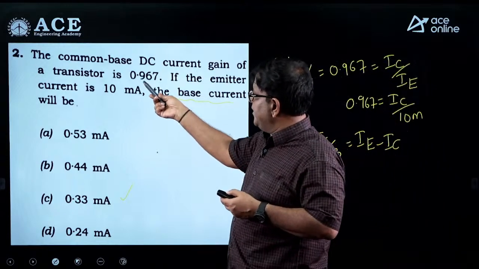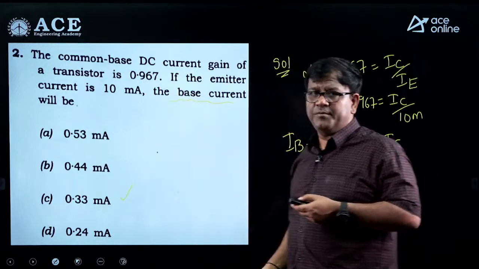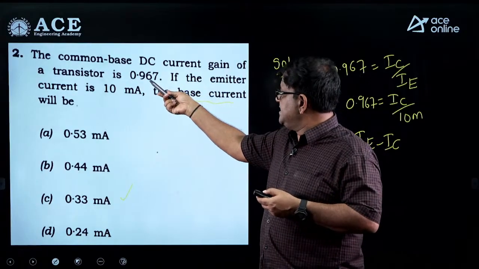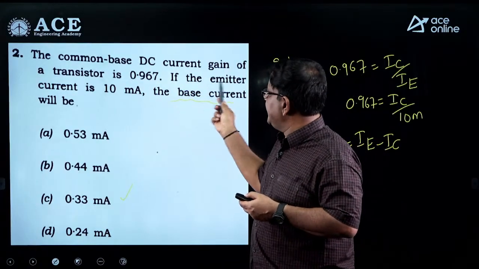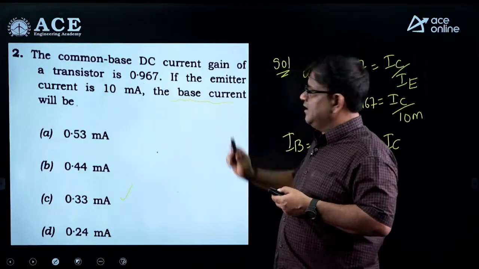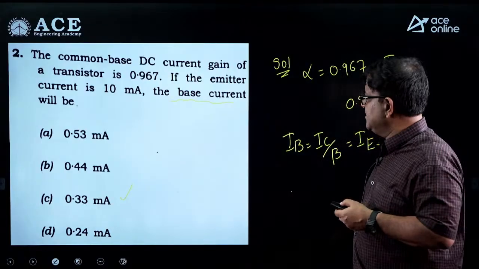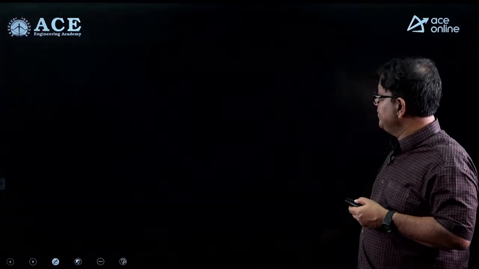Here alpha is given. The DC current gain of common base is alpha, which is IC by IE, and IE is given. So you know IC, and IB is IE minus IC. So it's a very, very simple problem.